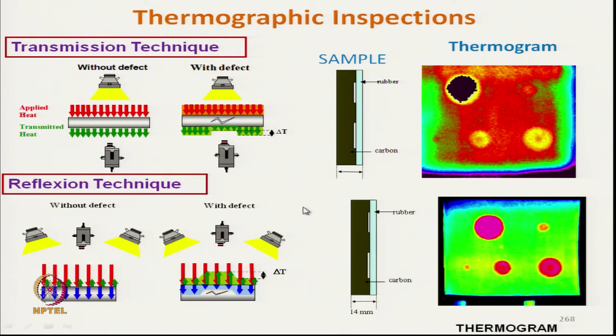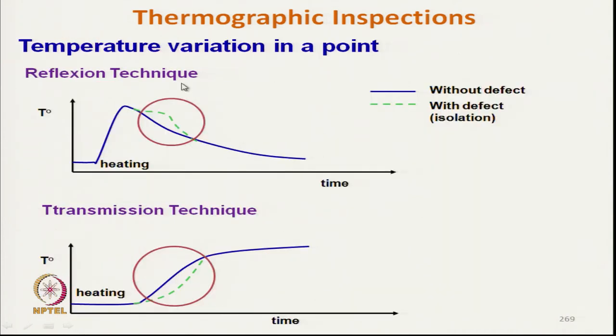In reflection mode we also get an image. This is the reflection mode, with the heater and camera here. In reflection mode, from the defective area we get more heat, because extra heat is being reflected here. On the other hand, in transmission mode the heat transmission is blocked at the defective zone, so the effective heating temperature we get is less.